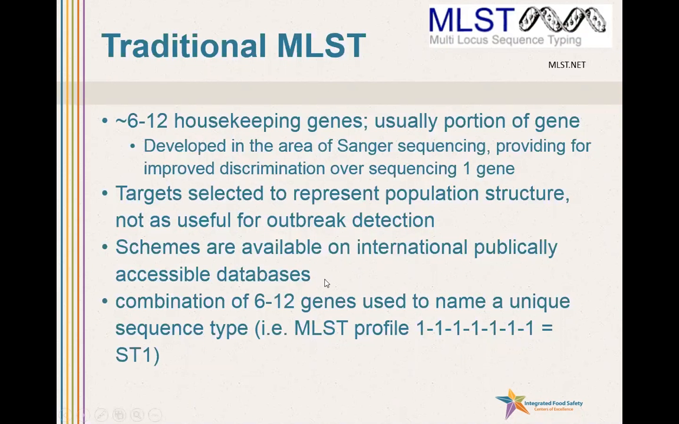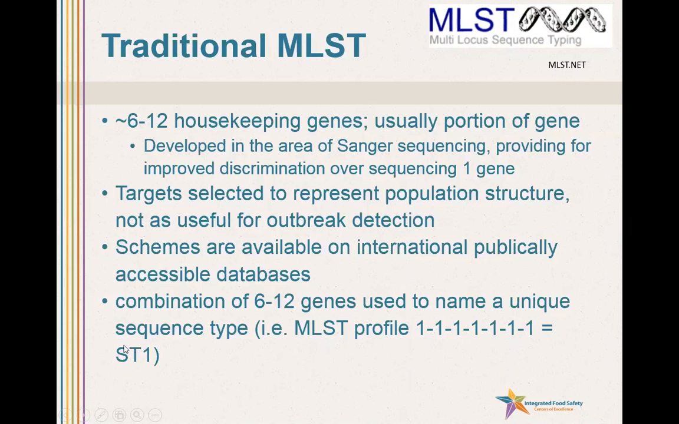But the general scheme has been well test-run. The schemes that we internationally agreed on are available in publicly available databases that make it fairly easy for people to analyze these data. And we can build on that past experience and history to now build out these MLST to not just look at 6 to 12 genes, but look at large numbers of genes that we derive from whole genome sequence data. Typically, this combination of 6 to 12 genes is used to name a unique sequence type, which is a unique combination of genes.